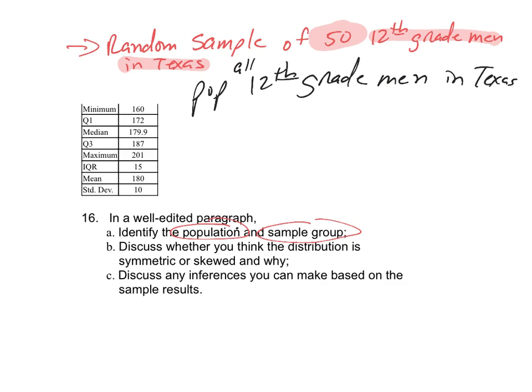All right. Now discuss whether you think the distribution is symmetric or skewed. Well, two things you need to look at. Look at the median of 179.9 and the average. Notice they're only 0.1 away. They're relatively the same number, or very close to it. Therefore, that tells me that it's going to be symmetric if both the average and the median are basically the same number. All right, and we'll talk about inferences as we go through this problem.